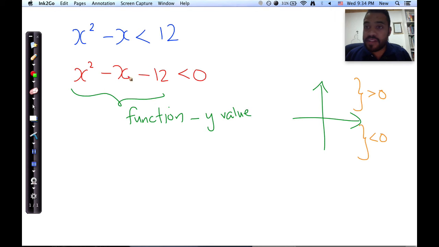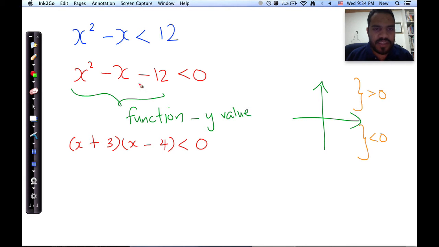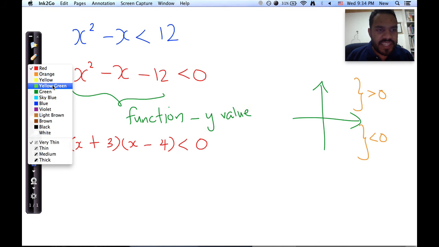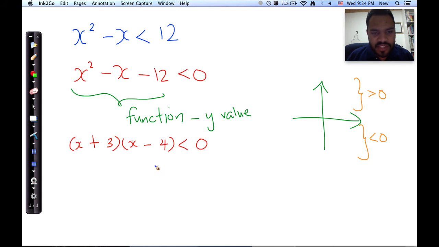You can find the critical values by actually factorizing. So you're going to say factors of 12 which subtract to give you 1, and that's going to be 4 and 3, x and x. Okay, the 4 is going to be negative because the bigger number of these two takes the sign of the middle term. That's going to be positive because this sign over here is negative. Okay, so now from this I can clearly see that my critical values are going to be x equals 4 and x equals negative 3.